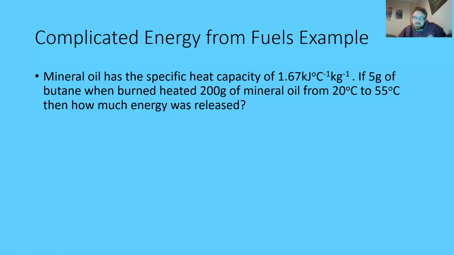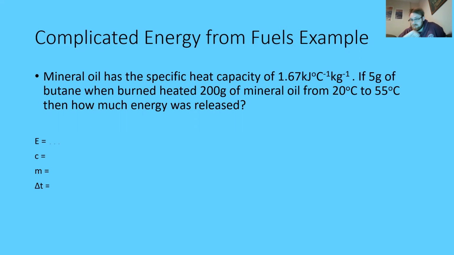Mineral oil has a specific heat capacity of 1.67 kilojoules per degree Celsius per kilogram. If 5 grams of butane, when burned, heated 200 grams of mineral oil from 20 degrees to 55 degrees, how much energy was released? Now, imagine the setup of the diagram with your spirit burner, tripod, and the beaker on top. The only difference in this example is that instead of water in that beaker, there's mineral oil. Apart from that, we're going to do everything else the same.